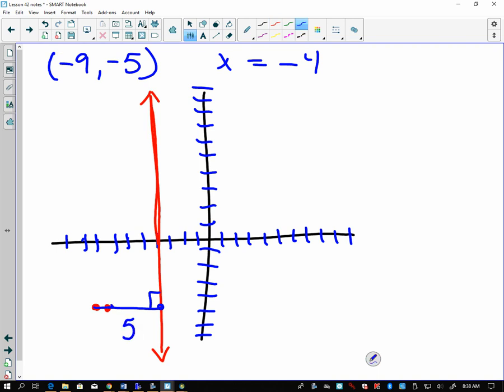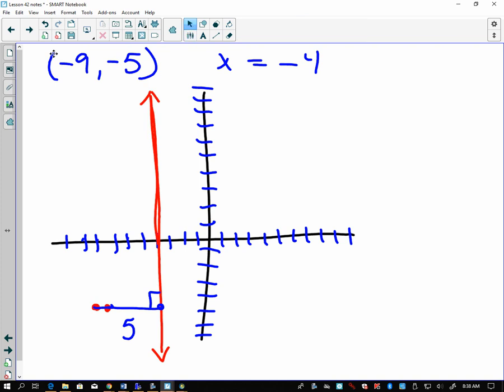So if I have any point, and I'm trying to find its distance to a vertical line, the distance is always going to be the difference between the x value of my coordinate and the x value of the vertical line. What's the distance between negative 9 and negative 4? It's 5.